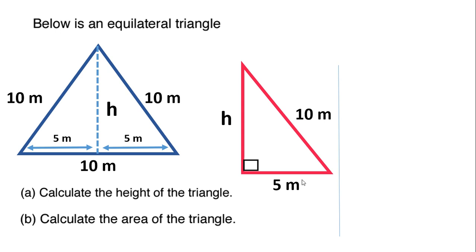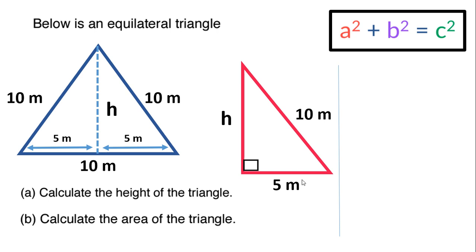And those of you who already know it, you must know that the Pythagoras theorem has this formula: a squared plus b squared equals c squared. Now, considering what my a is, a and b are always the horizontal and the vertical lengths.